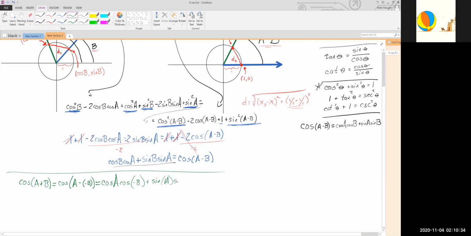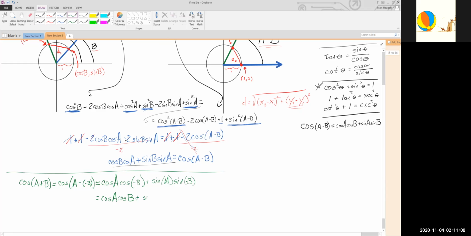It wasn't hurting anybody, but don't forget my opposite of B. Okay, great. Except we can actually go a little further. If you remember, cosine is an even function. So the cosine of the opposite of B, the cosine of that negative B, is the same as the cosine of just plain positive B, because cosine's an even function.